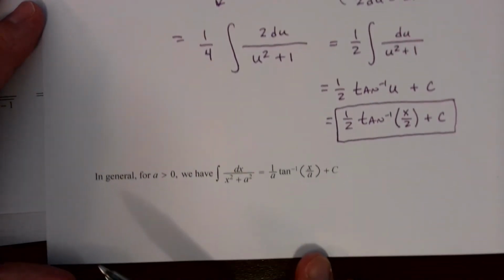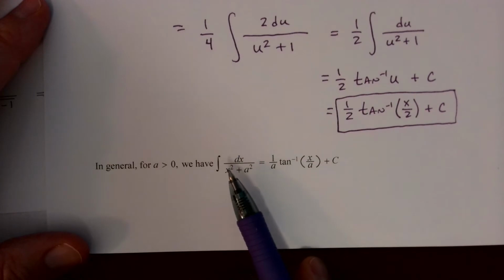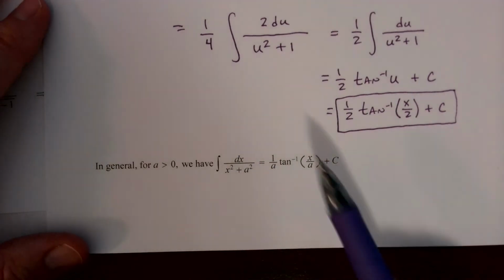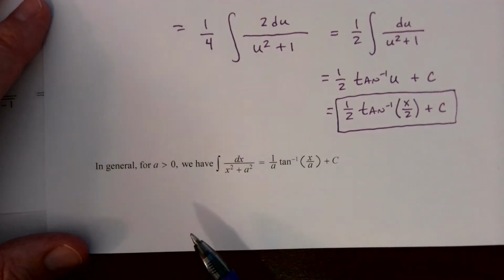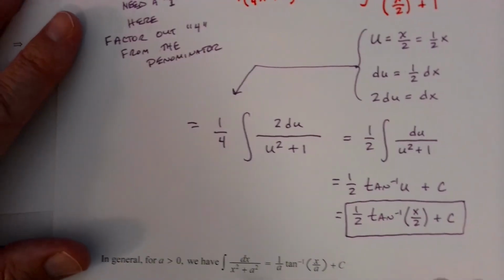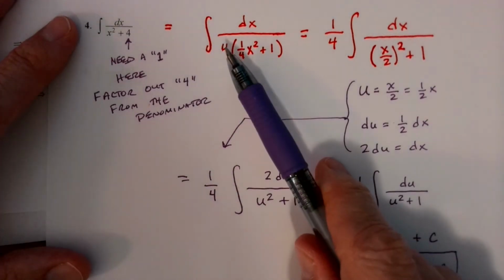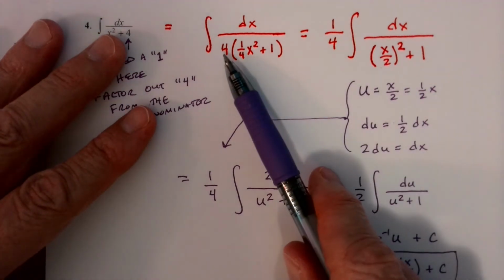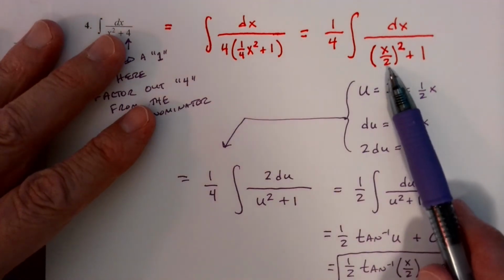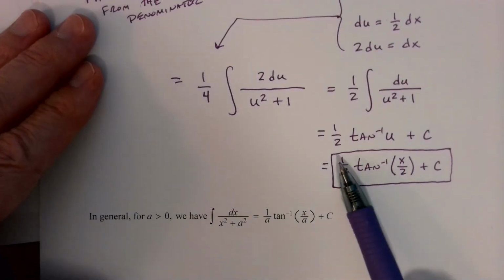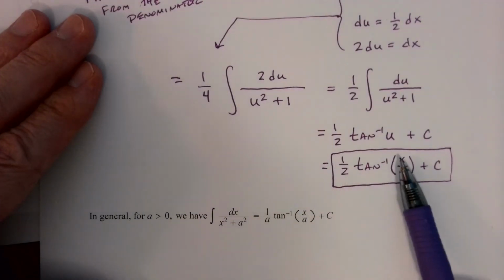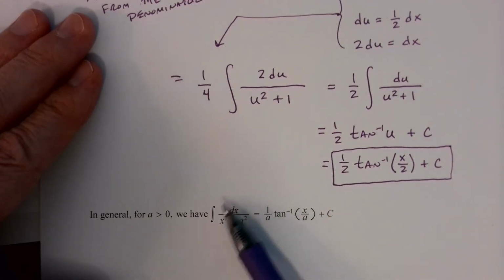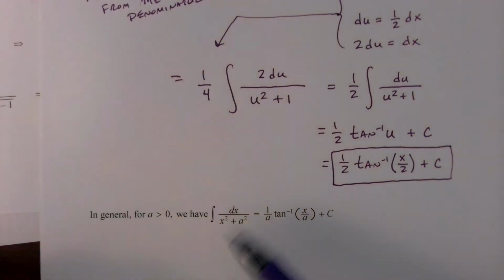Then it turns out that we can go through the same process, and what we observe is, in general, if a is greater than 0, the integral of dx over x squared plus a squared is 1 over a tangent inverse x over a. And you could redo this whole problem with a as a constant, and you can see it would come out, because instead of 4 you'd have a squared, and instead of 2 you'd have a, and work it all the way down, and you're going to get 1 over a tangent inverse x over a, right? A here would be 2. Okay, and so this is a general form that you can use.